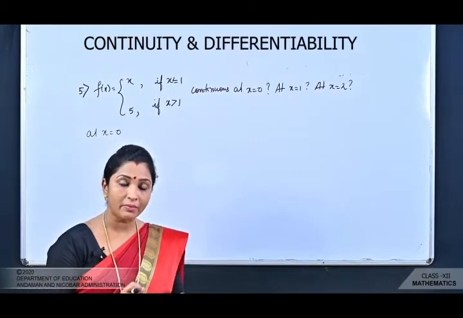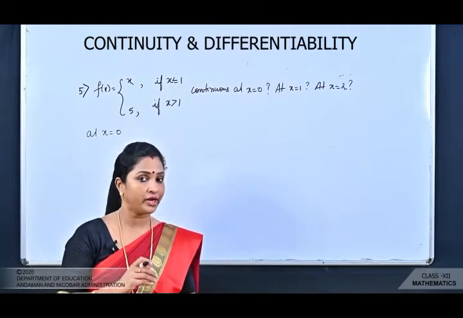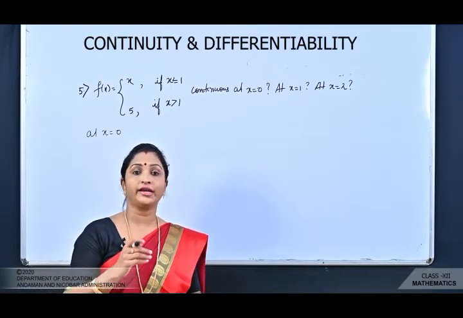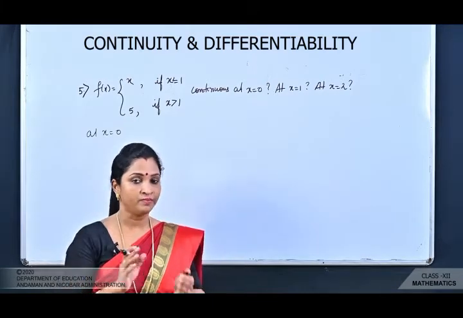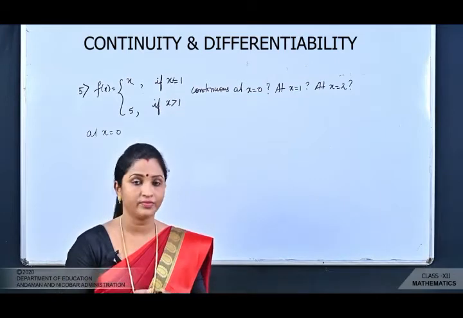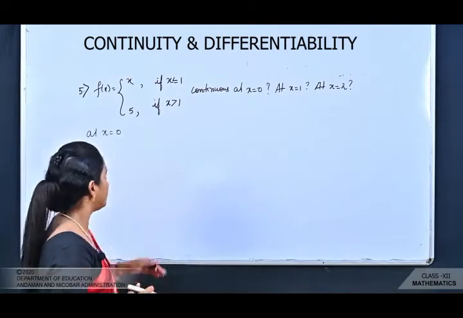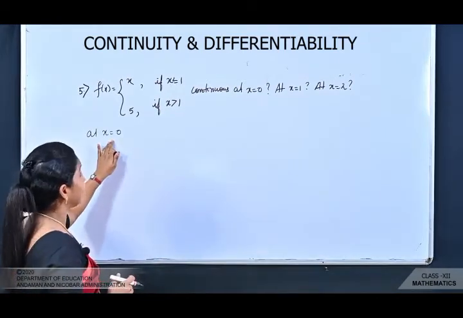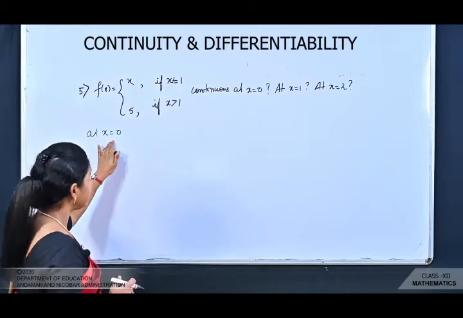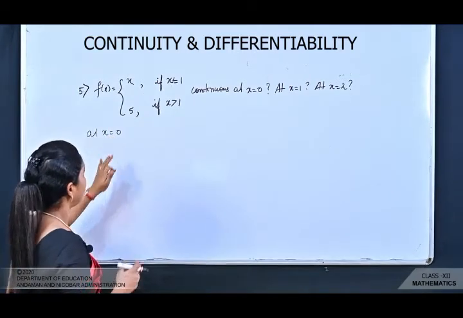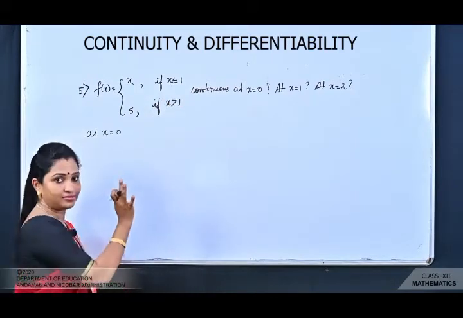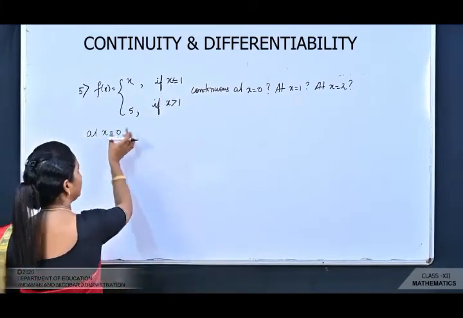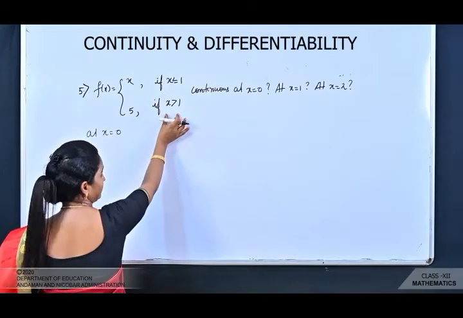So you will simply apply the condition. You will find the left hand limit, you will find the right hand limit, and then the function value at that particular point. If all the three coincide, that means the function is continuous. Now here the point is given at x is equal to 0. x is equal to 0 is only applicable in the condition x less than or equal to 1, not in the other condition.